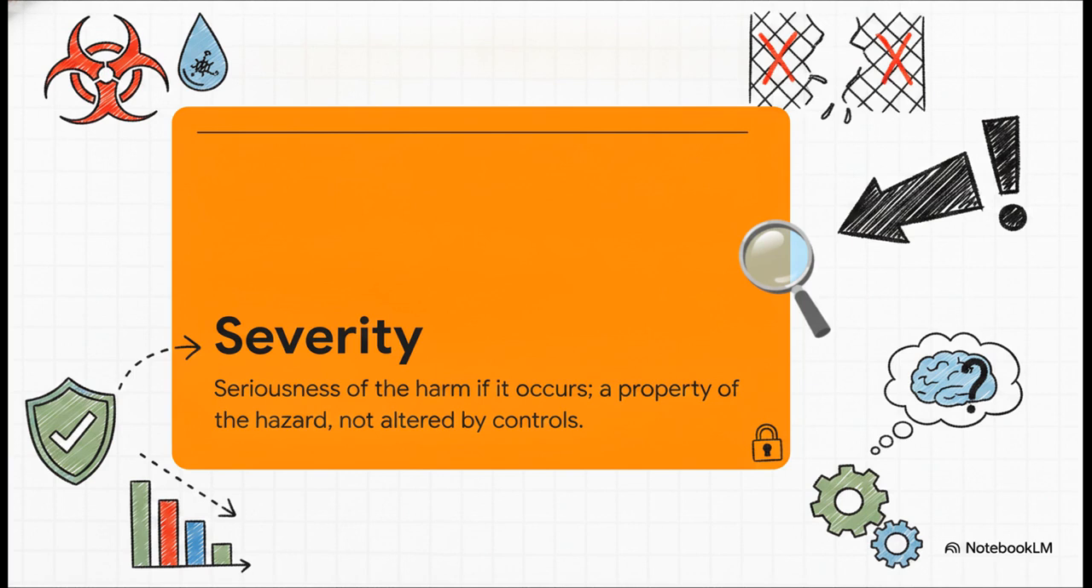Think about it for a second. A control doesn't make the potential harm to the patient any less serious if the contamination actually gets through. Severity is a property of the hazard itself. What your control actually does is make the event less likely to happen, meaning it reduces the probability. Keeping this distinction crystal clear keeps your scoring honest and consistent.